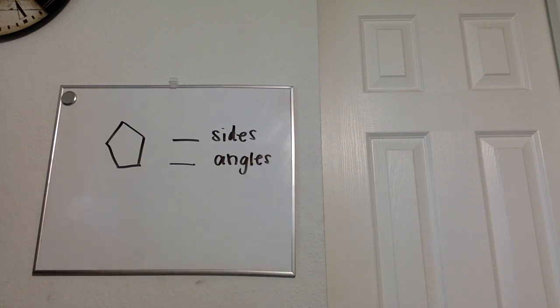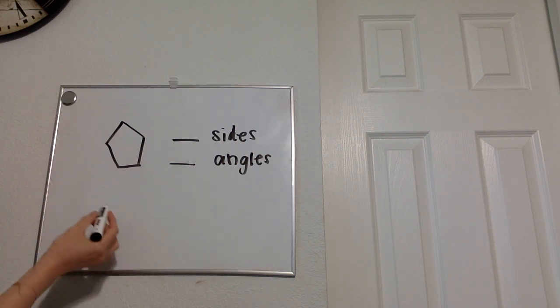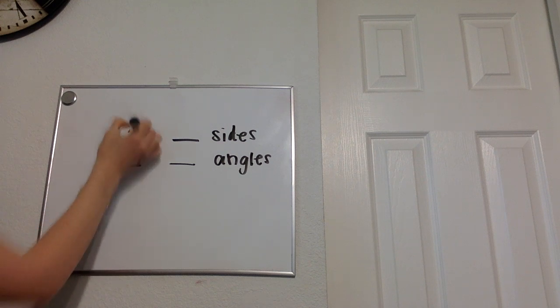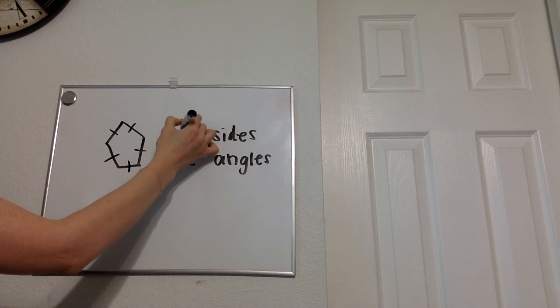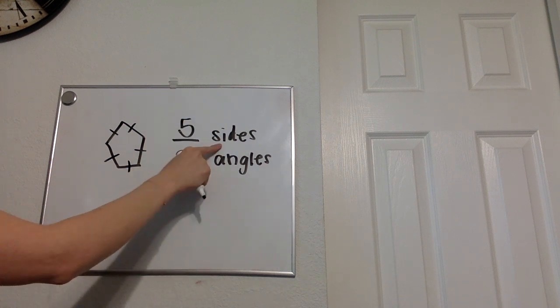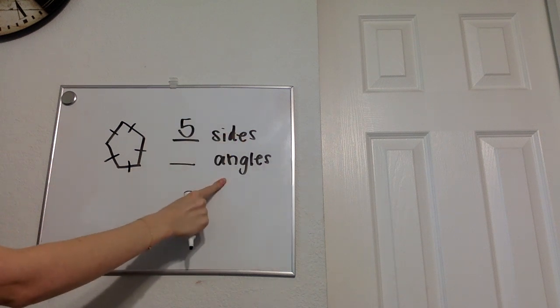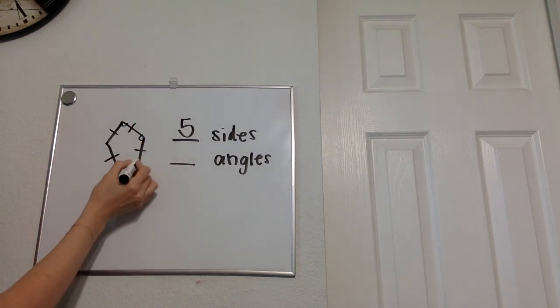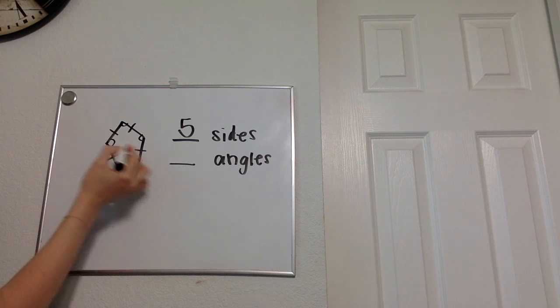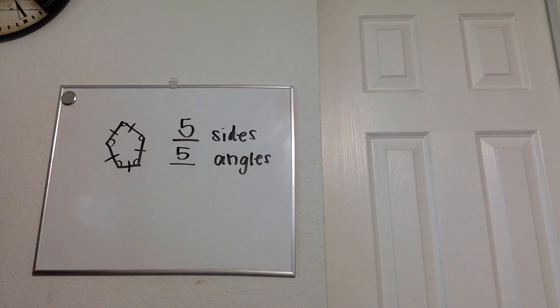So let's count those both up. So let's count our sides first. We have 1, 2, 3, 4, 5 sides. So if we have 5 sides, how many angles do you think we'll have? Let's check. 1, 2, 3, 4, 5 angles.